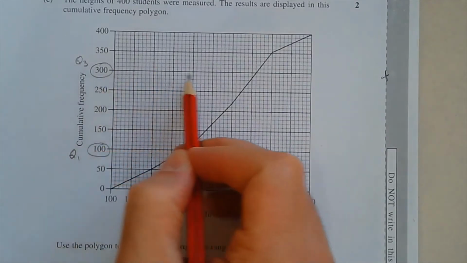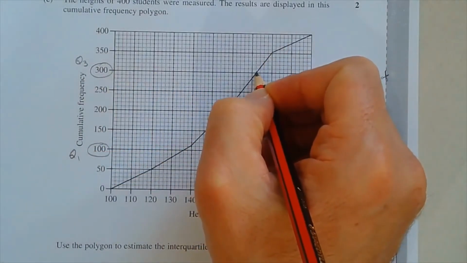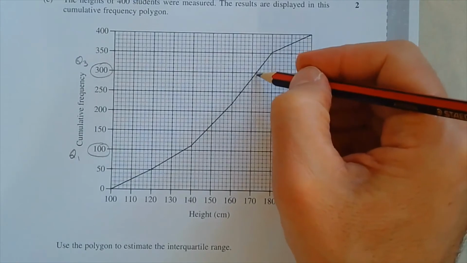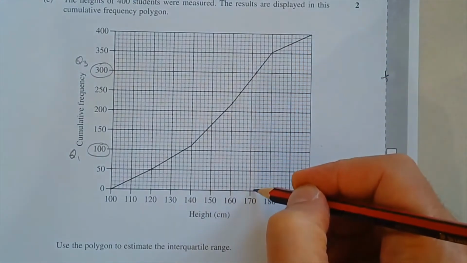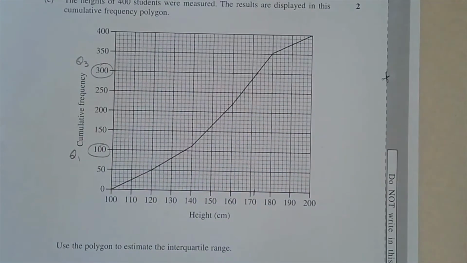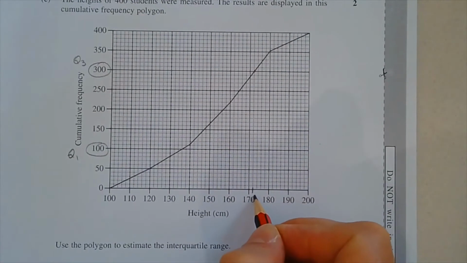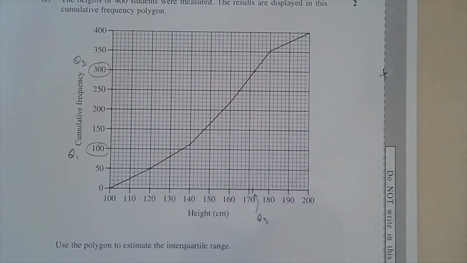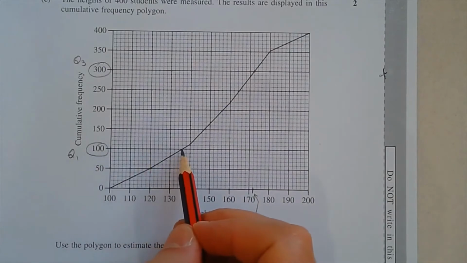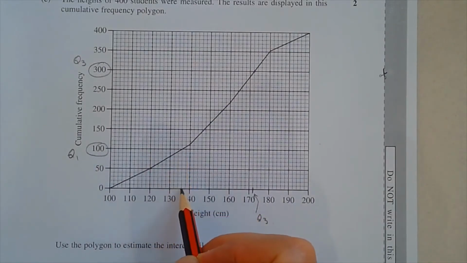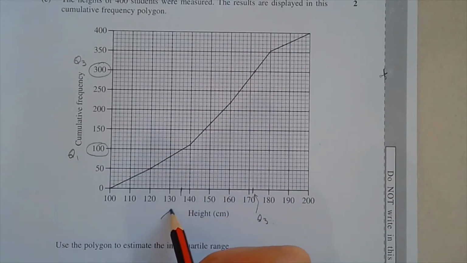We need to project across, okay, so to there, and then project down. Okay, so that's Q3. And we need Q1, which is just there, projecting down. Okay, and this one is Q1.